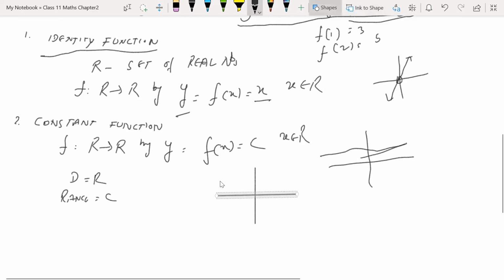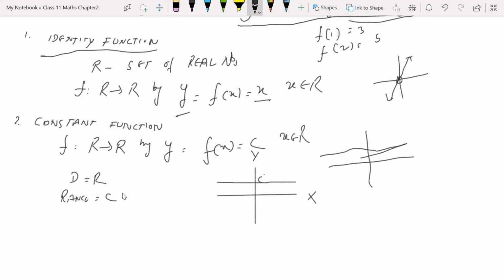Graphically we can show it as a line parallel to the x-axis, because this is for the constant. Value would be the constant. If f(x) is 3, then it would be 3. If f(x) is 5, then it would be 5 only. So the graph is a line parallel to the x-axis. This is the x-axis, this is the y-axis.